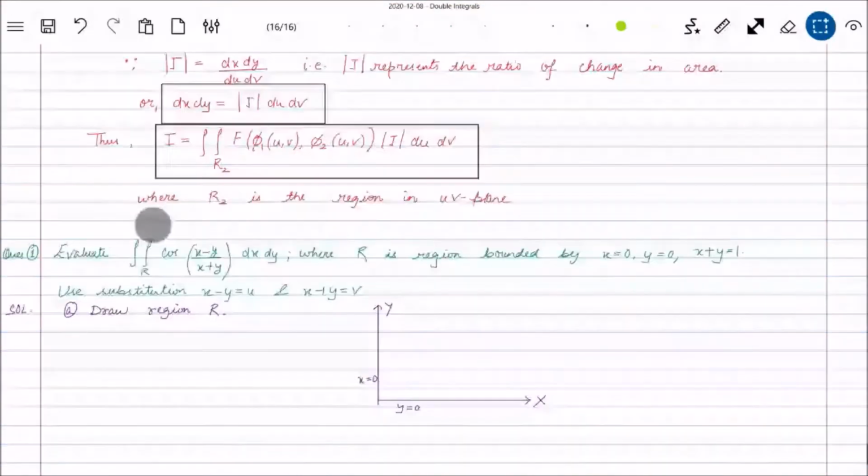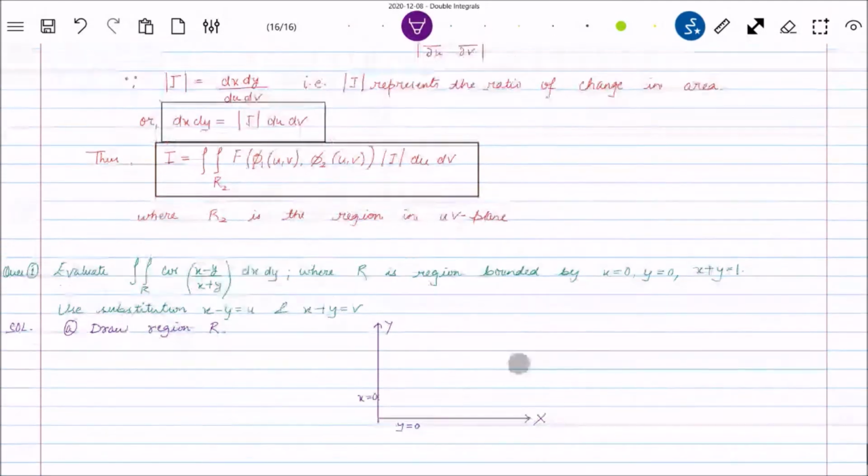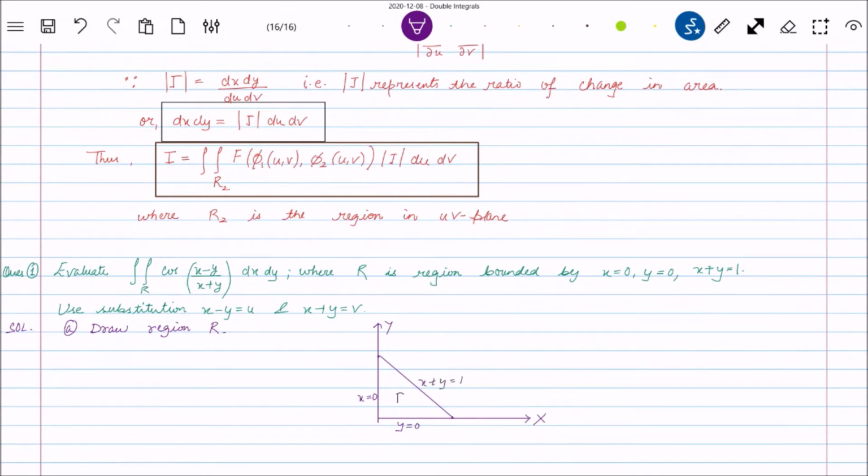Okay, x plus y equal to 1 is the third line. Only three lines are there, right? So x plus y equal to 1 is a straight line joining the points (1, 0) and (0, 1). So let's see that this is a straight line. I will write the equation of this line, x plus y equal to 1, and this is the region capital R we are interested in.